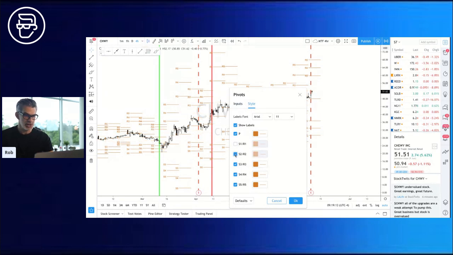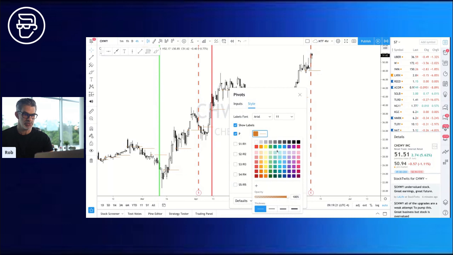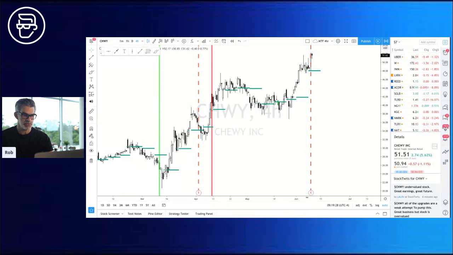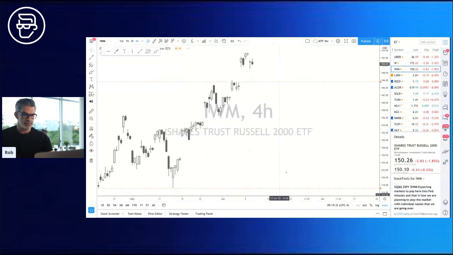Number of pivots back, I don't know, just do like 60, do a whole bunch, and then go to style and uncheck all of these ridiculously unnecessary additional support and resistance levels and leave the pivot level P in place. I like to change that one to green and make it the thickest line possible. And then I get a target. And we'll switch over here to the IWM.